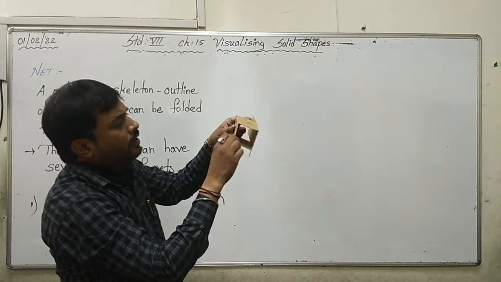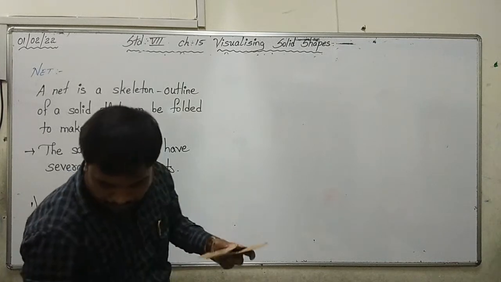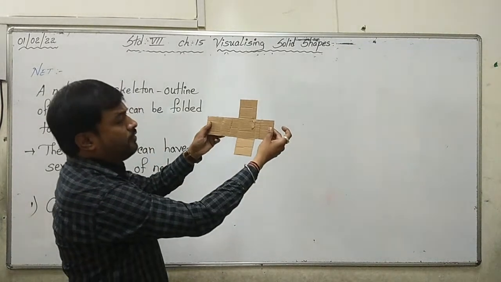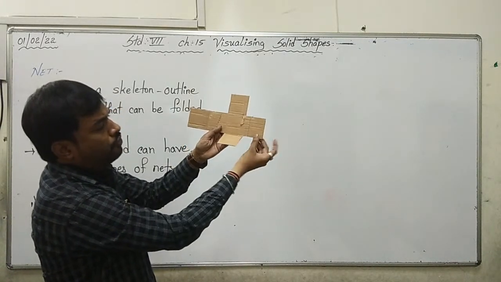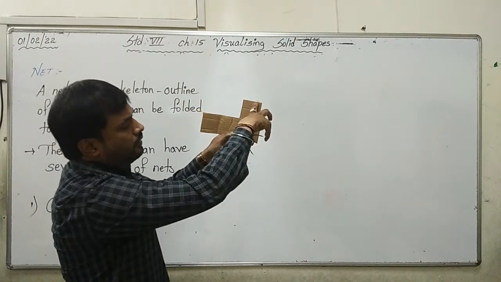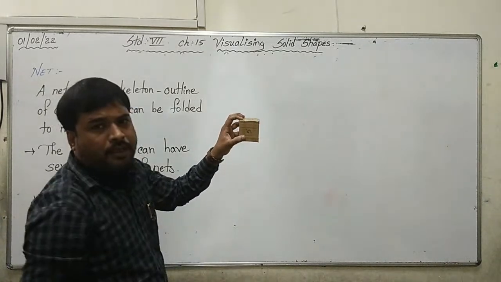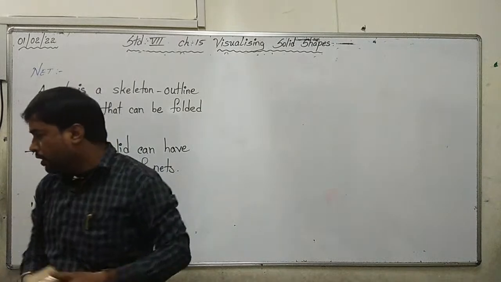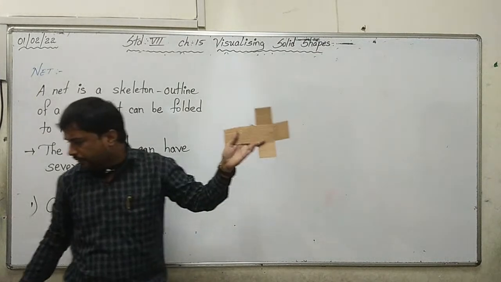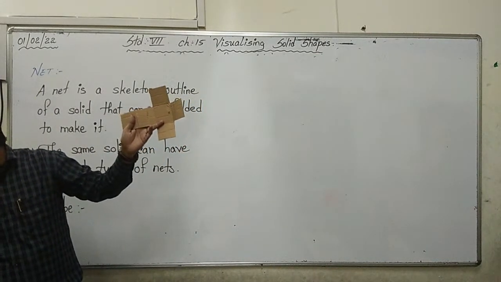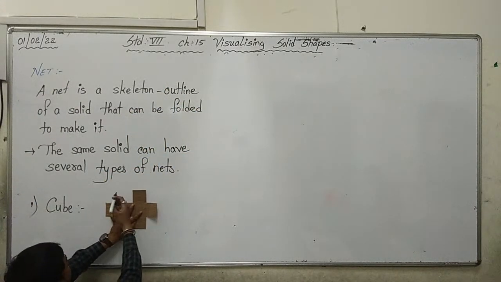Finally I cut out here. So you can see that one figure is formed, right? Then we fold at the points, first, second, third, fourth and final fifth. When we open it, the figure we get is the net of the cube. What is that? The net of the cube. Let me draw this one.